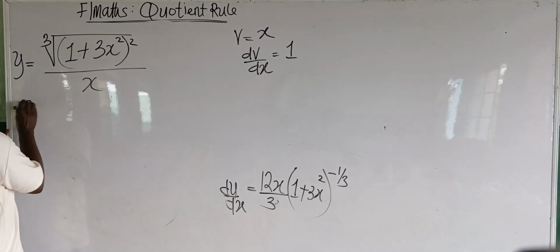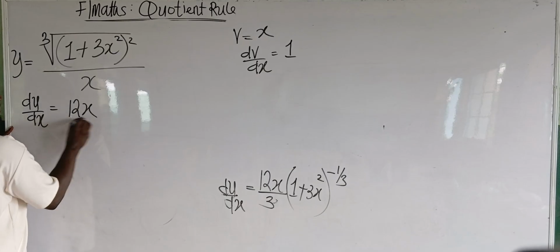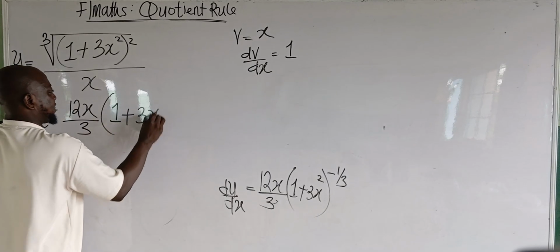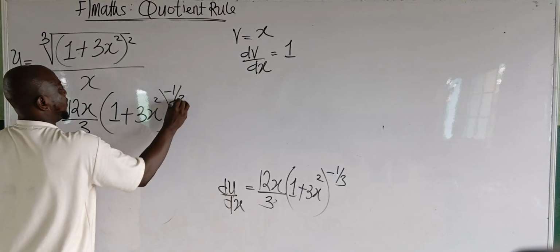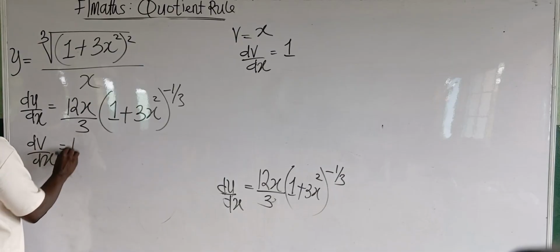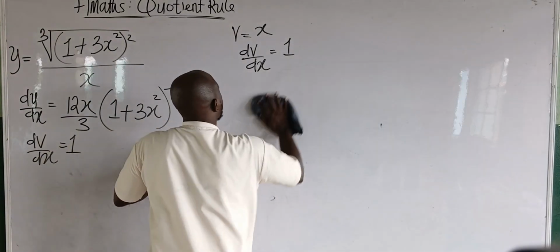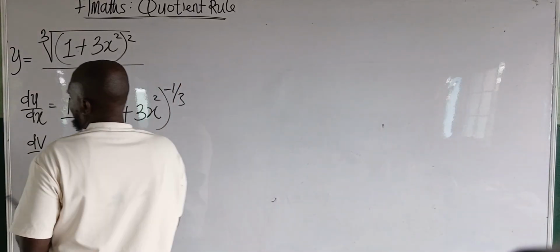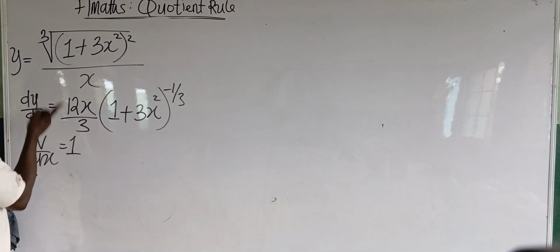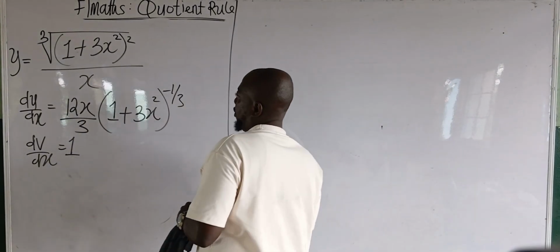So first, we know that our du over our dx here will give us 12x over 3 here, then (1 plus 3x squared) raised to the power of this. And then I know my v, that's my dv over my dx here, is just 1. Just 1. So I have this. Now, like I said, you can break this one down, but let's leave it as we proceed so that we can get it clearer.